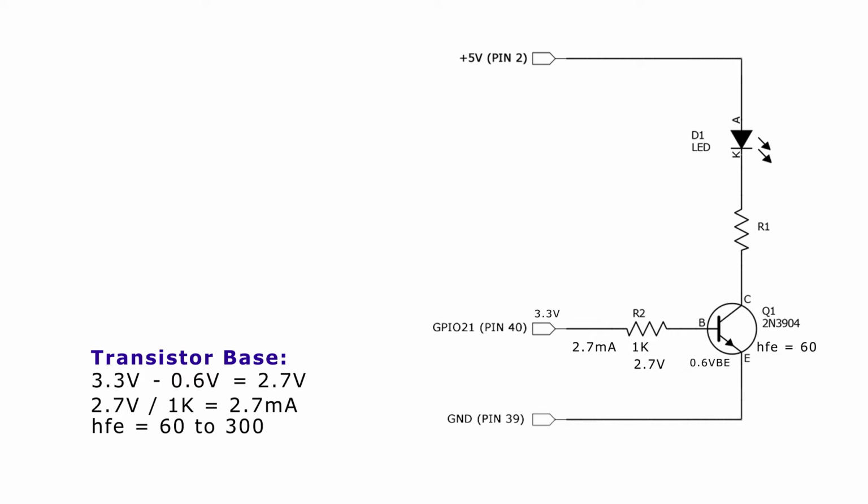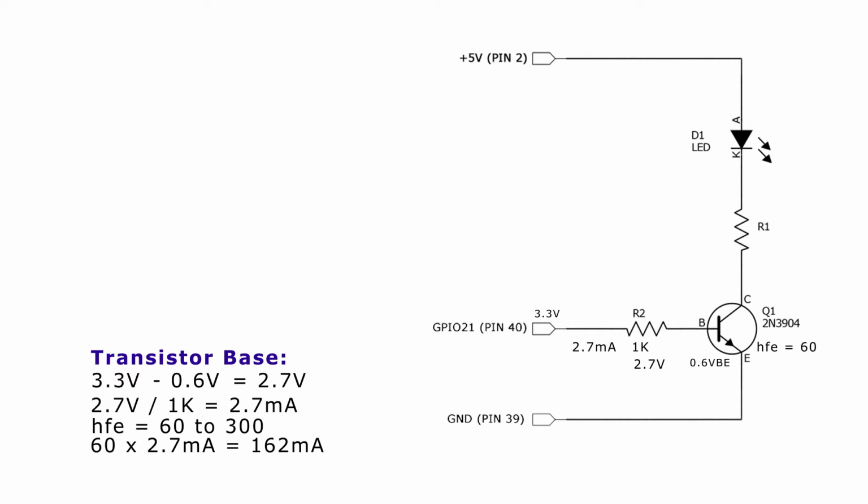So if we take the minimum value, which is 60, and multiply that by our 2.7 milliamps of current that we know flows through the base, that gives us a total maximum, with a gain of only 60, of 162 milliamps on the collector. We only need 20 milliamps to drive the diode, so that should work fine, and that should keep the transistor turned on well enough that it has very little voltage drop across it. Okay, so next let's look at R1.